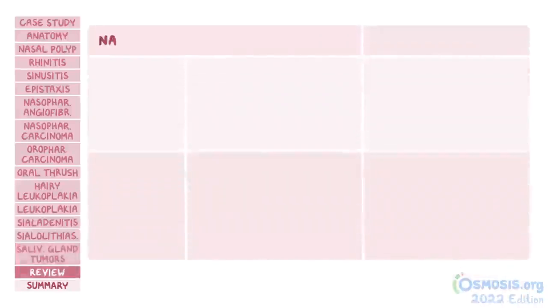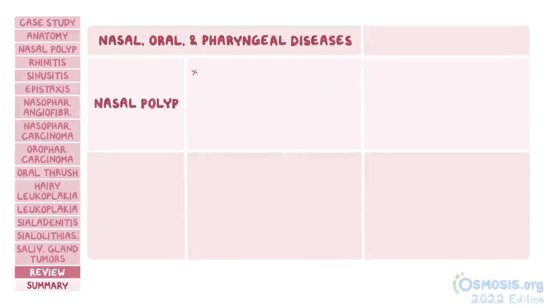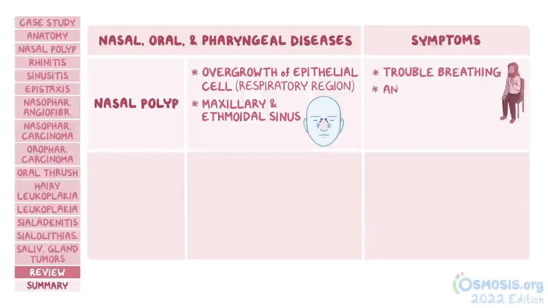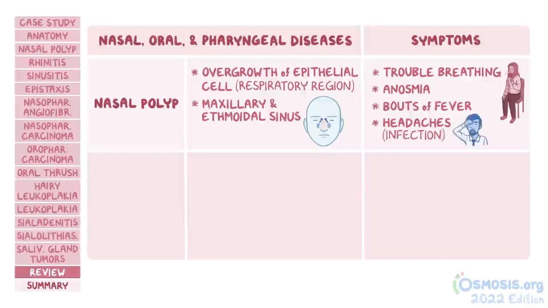Alright, as a quick recap, let's go over some nasal, oral, and pharyngeal diseases. A nasal polyp is an overgrowth of the epithelial cells that line the respiratory region, especially in the maxillary and ethmoidal sinuses. Because the polyps obstruct the flow of air and mucus through the nasal cavity, they lead to symptoms like trouble breathing, anosmia, and bouts of fevers and headaches when infection develops.